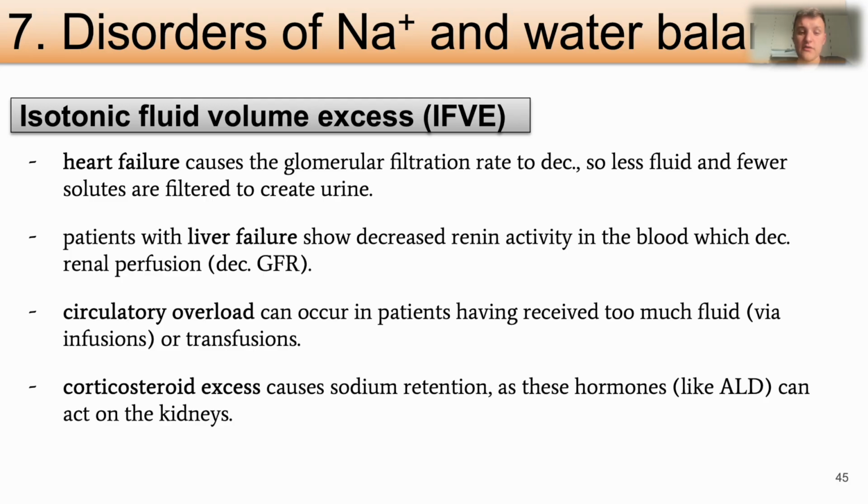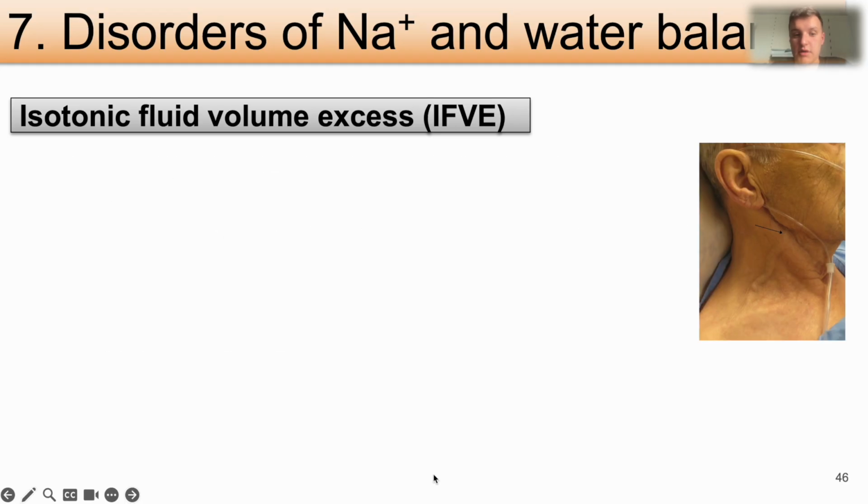Patients with liver failure show decreased renin activity in the blood, which decreases renal perfusion, which means decreased glomerular filtration rate. Circulatory overload can occur in patients who have received too much fluid via infusions or transfusions. And corticosteroid excess causes sodium retention. Those hormones, like aldosterone, can act on the kidneys.